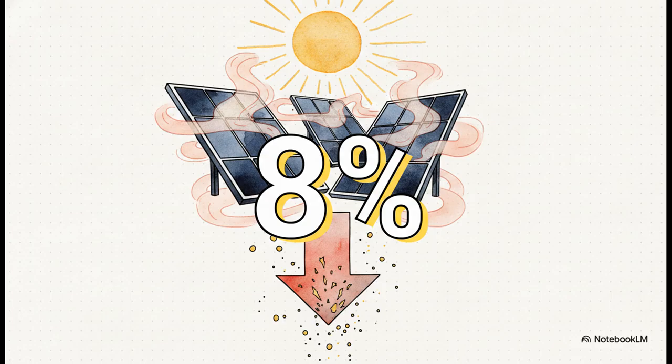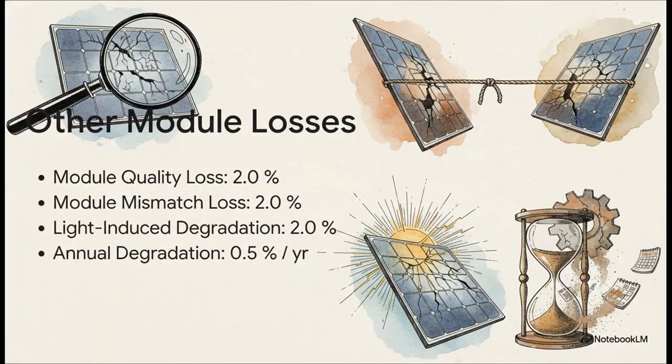And listen to this. This thermal penalty is the absolute biggest energy drain in the entire gauntlet. It costs a massive, roughly 8% in recommended standard value. Let that sink in for a second. Just the sheer fact that panels get hot in the sun eats up 8% of your potential energy. If you only remember one single number from this entire explainer, make it this one. The module isn't done taking its cut. Inside, you lose a collective 6% almost immediately. There's a 2.0% module quality loss just from basic manufacturing tolerances.